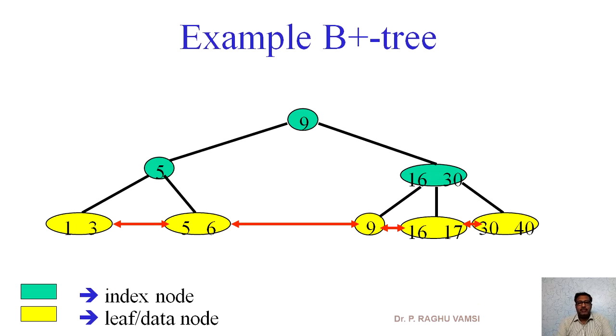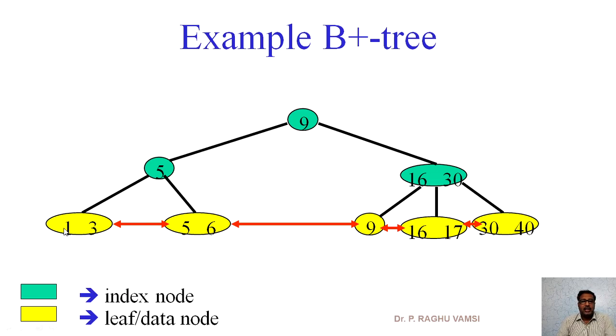This is an example of the B plus tree. Let us consider the nodes here. The nodes indicated in yellow are the leaf nodes. Now you look at these leaf nodes, they are linked using a doubly linked list. So the leaf nodes 1, 3 and 5, 6, 9, 16, 17, 30, 40 are linked with the doubly linked list. This is the additional risk that you are supposed to take in the programming, that the leaf nodes will be linked with the doubly linked list.